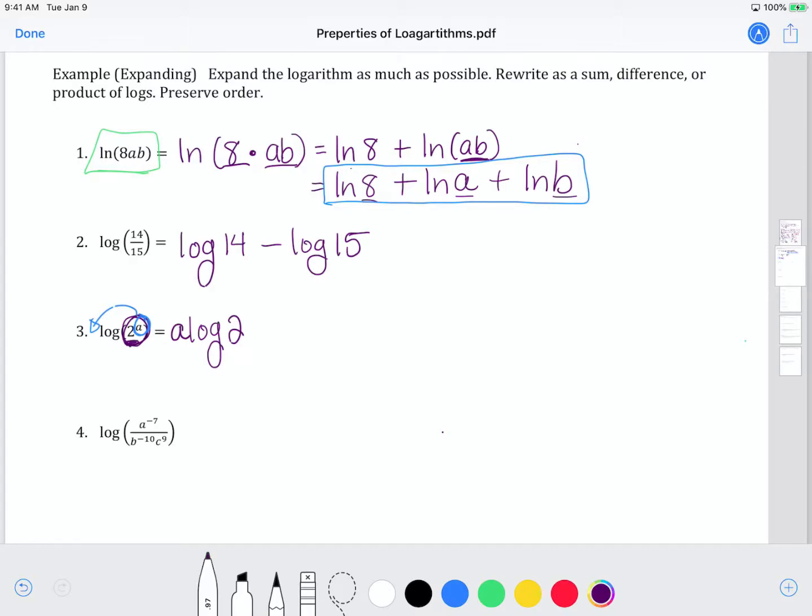Okay, in the next example, we have multiple steps here. Now it's going to start getting a little bit tricky and we have to take our time. We have multiple things going on here in example 4. We have negative exponents, we have quotients, and we have products. So we're going to be using multiple rules. The first thing we're going to do is split this up into a subtraction problem: log of the top minus log of the bottom.